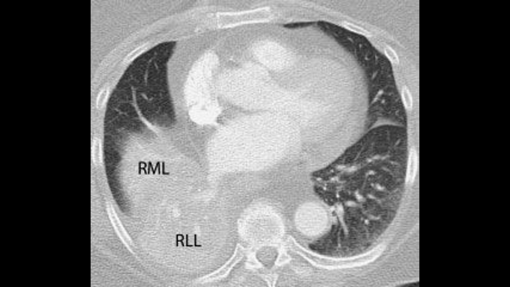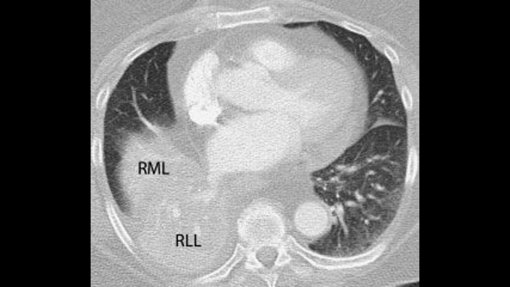CT performed the following day confirmed collapse of the right middle and lower lobes with an obstructing mass in the region of the bronchus intermedius, consistent with a central bronchogenic carcinoma. The reconstructions show inferior displacement of both the minor and major fissures and a central mass obstructing the bronchus, causing lobar collapse distal to it.